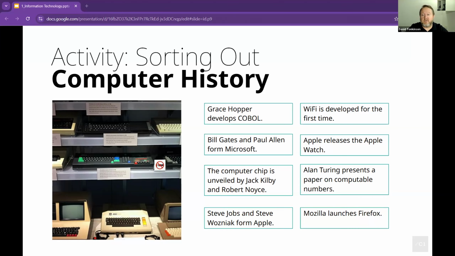Number 2 was Grace Hopper developing COBOL. COBOL was a programming language that was used before the computer chip was unveiled. And we used to use those big old-fashioned light bulb type things that you see in the movies before we invented computer chips. Then number 3, definitely the computer chip was unveiled.